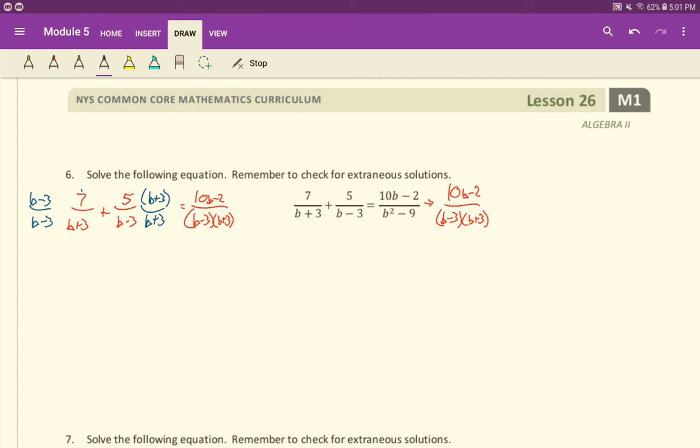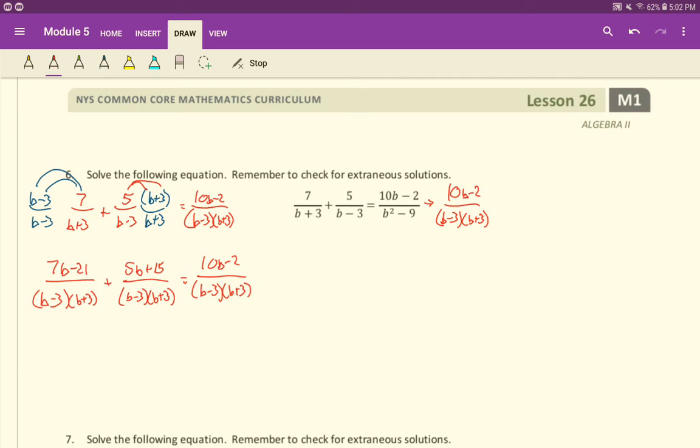Okay, distribute the 7 to both terms there, and so we'll get 7b minus 21 over b minus 3 times b plus 3. And distribute the 5 there to get 5b plus 15 over b minus 3 times b plus 3. And then here we still have the 10b minus 2 over b minus 3 times b plus 3. Okay, again, all the same denominators.